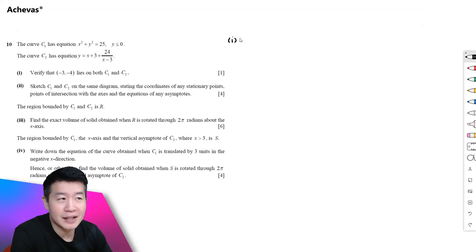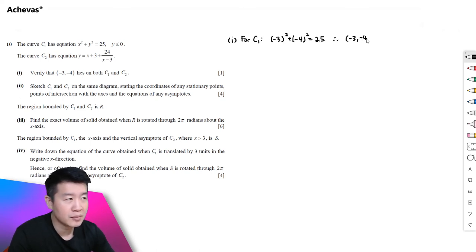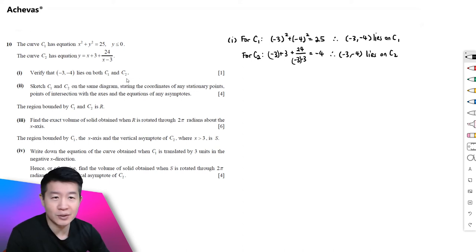So, to verify that it lies on C1, let me write it down. For the curve C1, to verify that this point (-3, -4) lies here, I am going to sub -3 into x and -4 into y. This gives me 25. Therefore, I know (-3, -4) lies on C1. And for C2, I am going to sub -3 into the right-hand side. This gives me -3 + 3 + 24 over (-3 - 3). This gives me -4. Therefore, again, (-3, -4) lies on C2. Okay, a very easy to get mark.